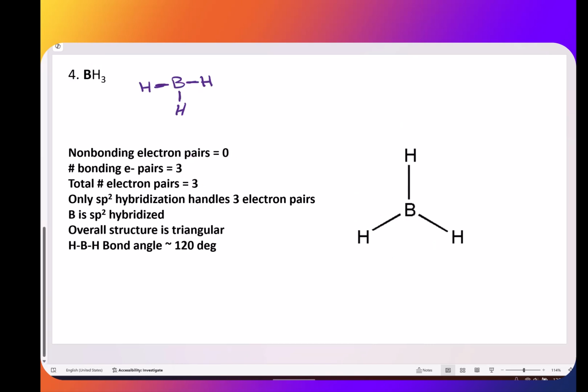My last example is BH3. We want the hybridization on the boron, and we want the shape of this molecule. So we'll start with a loose structure, which looks like this. Boron is in group 3A. It only has 3 valence electrons. As we saw before, this molecule violates the octet rule, but it is stable. We count the number of non-bonding electron pairs on boron. That's going to be 0. The number of bonding electron pairs is going to be 3. The total number of electron pairs is 0 plus 3, or 3.